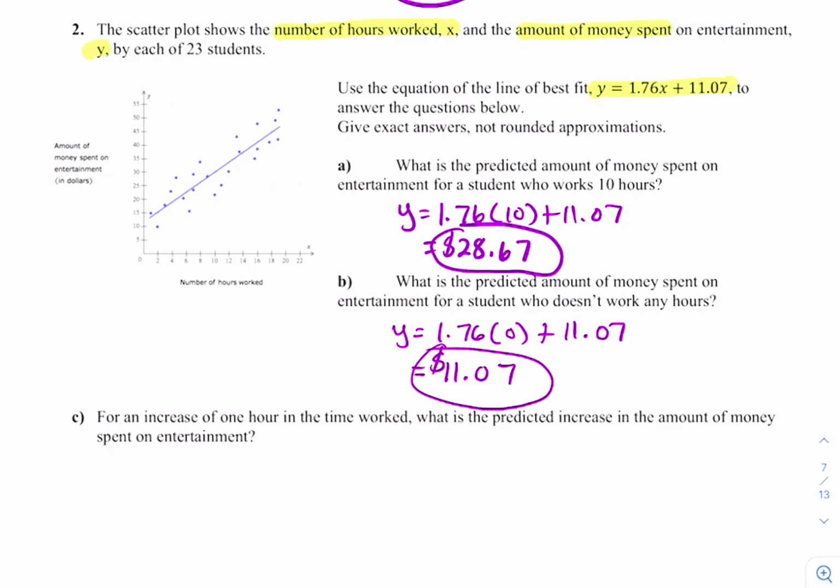And then for an increase of 1 hour in time worked, what is the predicted increase in the amount of money spent? So again, predicted increase is asking for that slope, and we are leaving it positive, whatever it happens to be. So I'm just going to go back to my equation. So in my equation, my slope is that 1.76. So really that means as every time I go over 1 this way, I'm going up that 1.76.